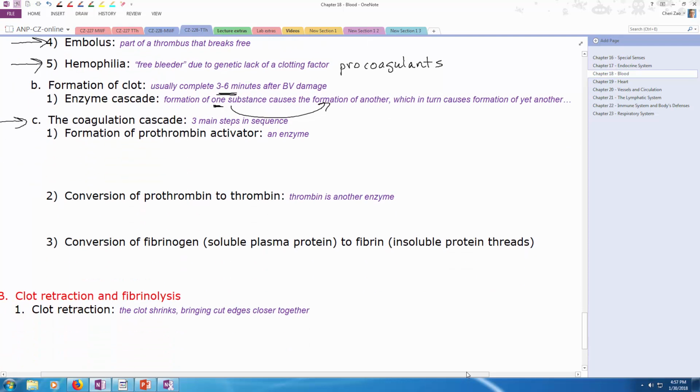And these are the 3 steps. Let me tell you, there are plenty more than this, actually more than a dozen. These are the 3 main steps that are important to the formation of a clot. The first, which takes the longest time to do, is the formation of an enzyme called prothrombin activator.